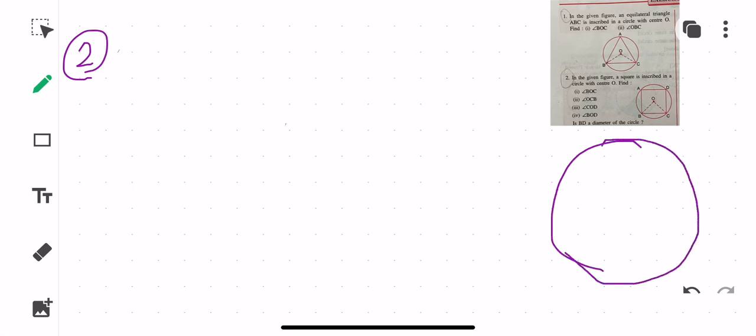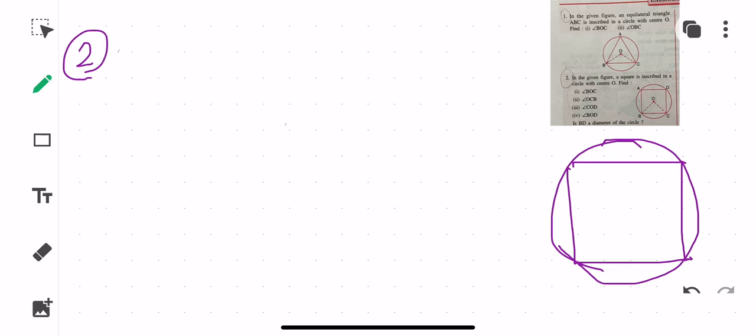See, this is our question number 2. So the figure for question number 2 has been given. In a given figure, a square is inscribed in a circle with center O. Alright, so this is my circle which is there. And then I have been given a square that is being inscribed inside it.